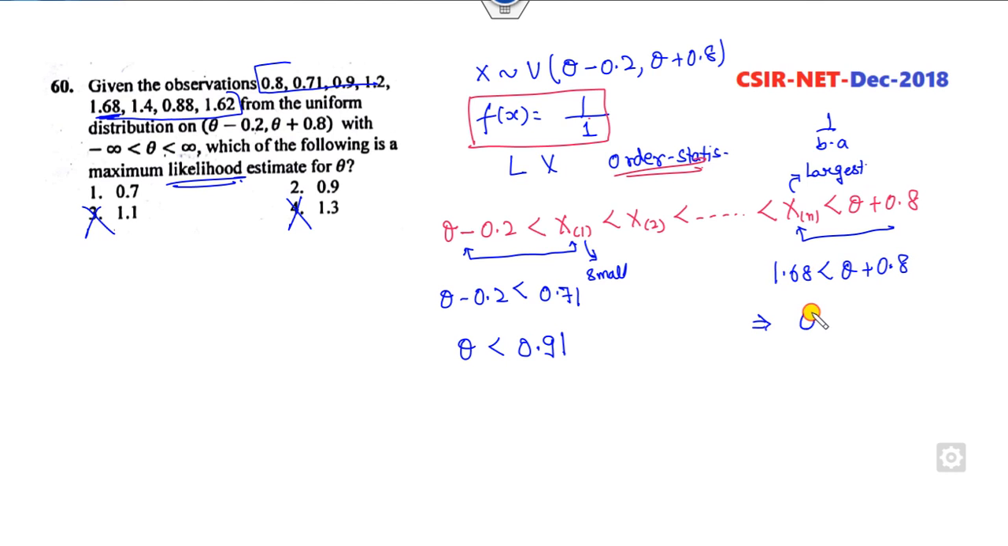So what is the theta from here? Theta is greater than 0.88. So this option is cancelled out. Only the right answer is B.